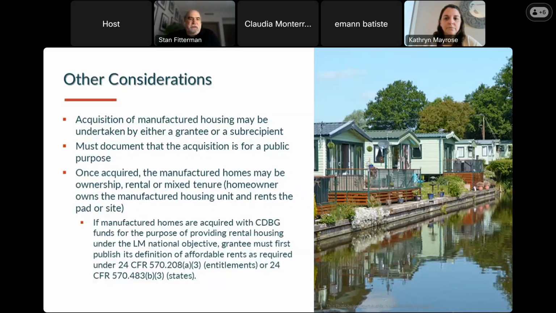Other considerations. This activity can be undertaken by a grantee or a subrecipient. We need to document the acquisitions for a public purpose because that's in the regs and that's in the notice. It can be ownership, it can be rental, or it can be mixed tenure, which is where the owner owns the manufactured housing unit but rents the pad, rents the land. Now, remember, if we're doing this for rental housing, the regs also require us to identify what our affordable rents are before we do this work.